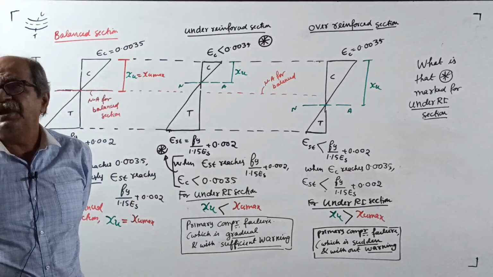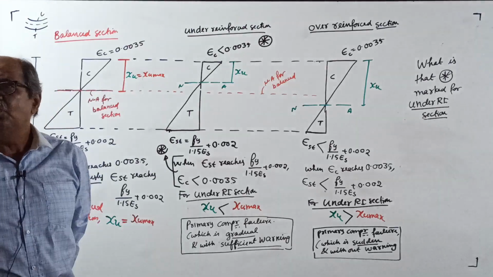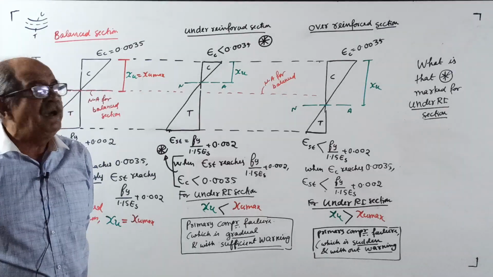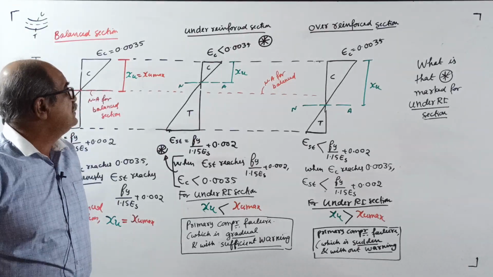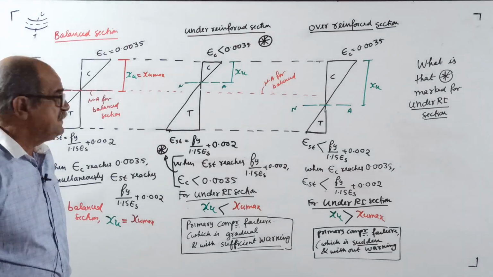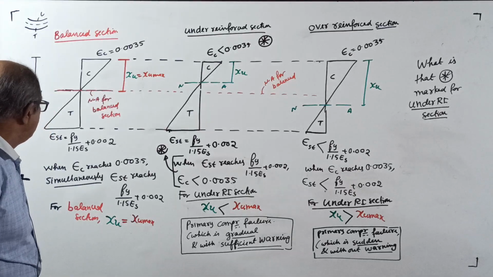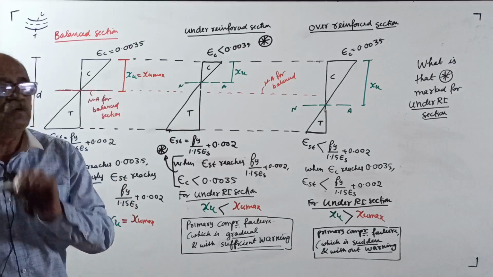The definition of the balanced section I already told last time and wrote on the board. So I will dictate it once briefly. A balanced section is one in which the area of tension steel provided is such that when the maximum compressive strain in concrete reaches 0.0035, simultaneously the strain in tension steel will reach fy by 1.15 Es plus 0.002. Last time it was written on the board.